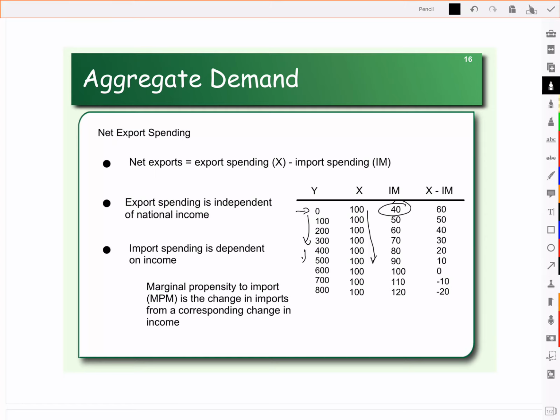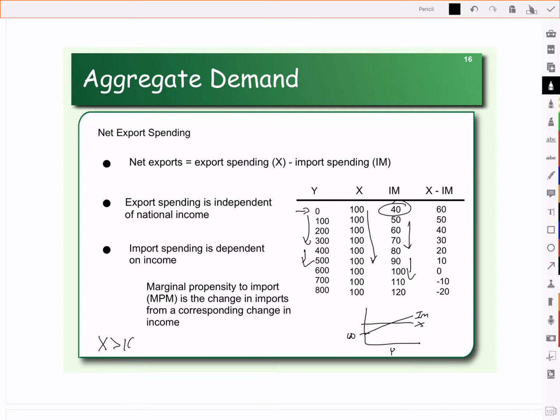Then as our income increases, you'll notice that we import more goods. So when we graph import spending, we expect there to be autonomous imports, in this case, 40. And then as income increases, that import spending increases. We can plot this against the export spending to see if we have a trade surplus or a trade deficit. So if exports are not changing with the amount of income, then we can see when exports are higher than imports and when imports are higher than exports.